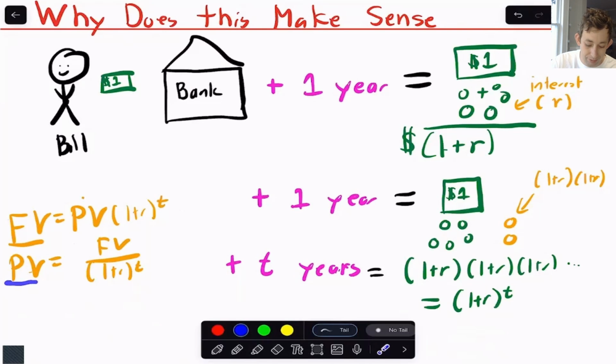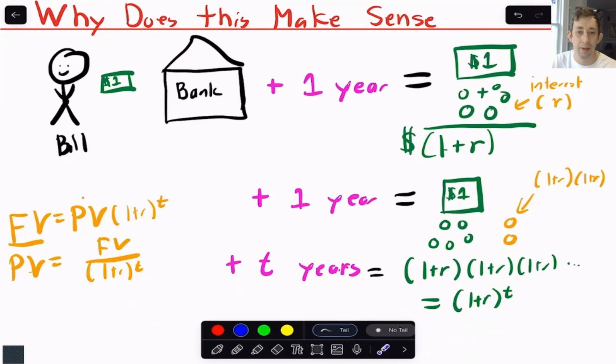Well, that's just the present value, and we're just resolving this for present value, which is future value divided by 1 plus R to the T. And so this guy right here is really important because that's what we're going to start doing. So now we've got a way to take future dollars and convert them into dollars today, which is the present value of those future dollars.